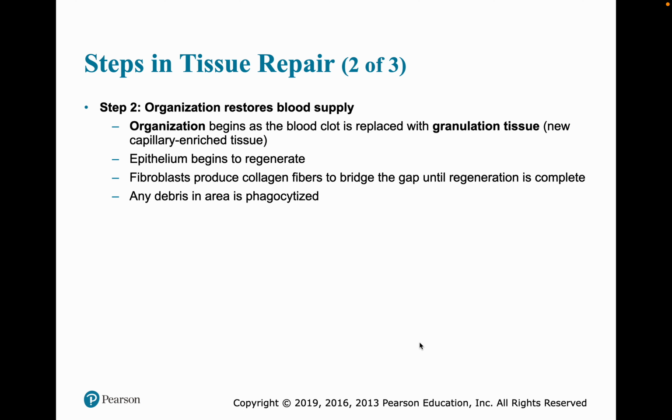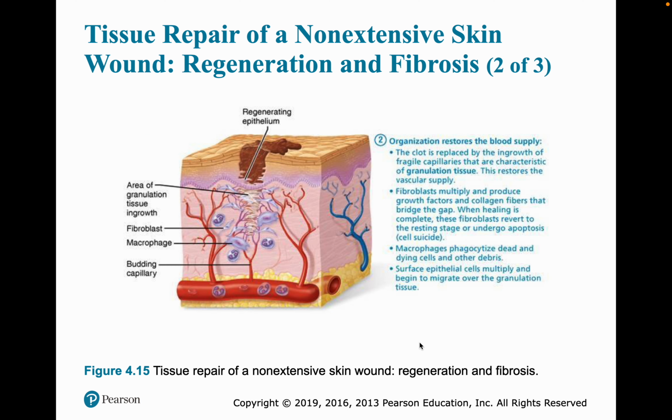Then we get organization to restore the blood supply. So organization begins as the blood clot is replaced with granulation tissue, which is capillary-enriched tissue. Epithelium starts to regenerate. Fibroblasts produce collagen fibers, bridging the gap until regeneration is complete. Debris in the area is phagocytized by cells such as macrophages. And so here we see the bridging occur, and we're beginning to fill in that gap.